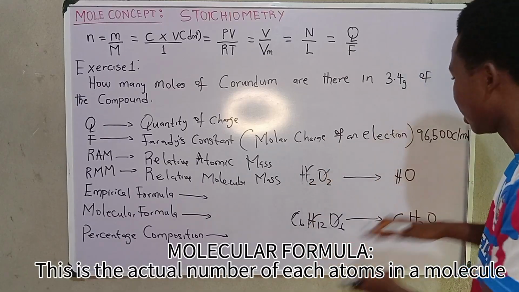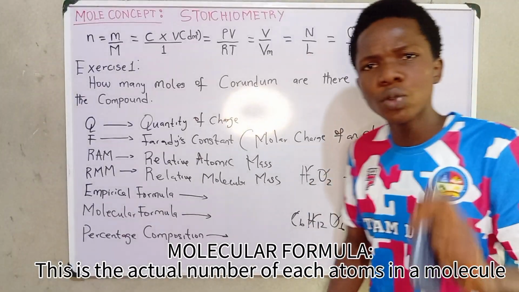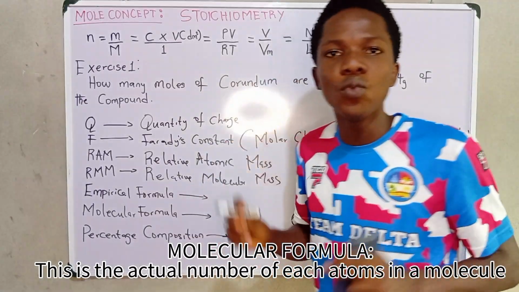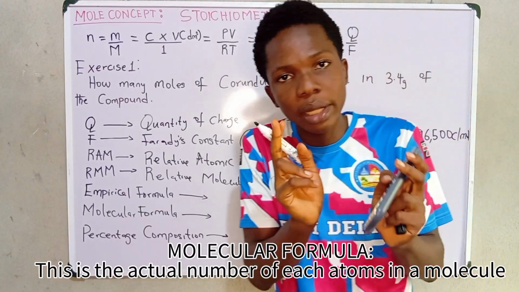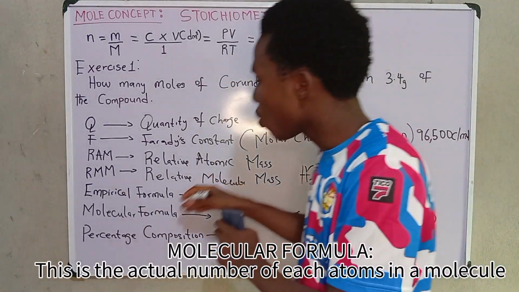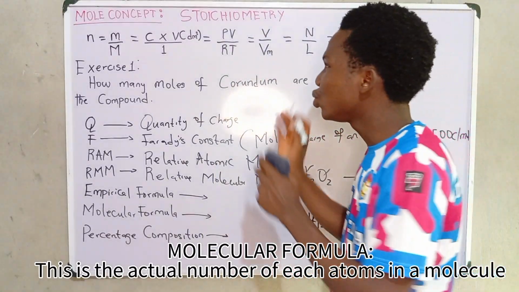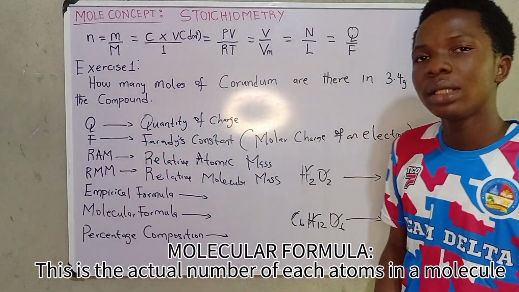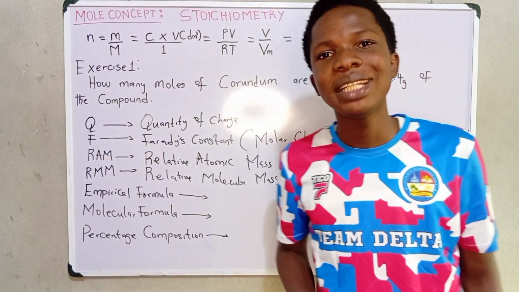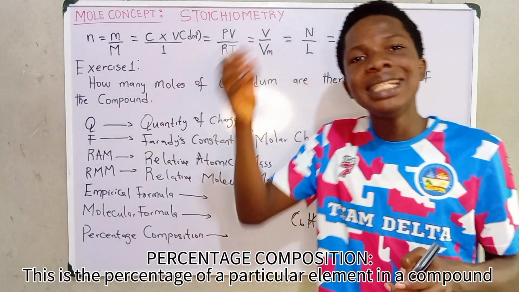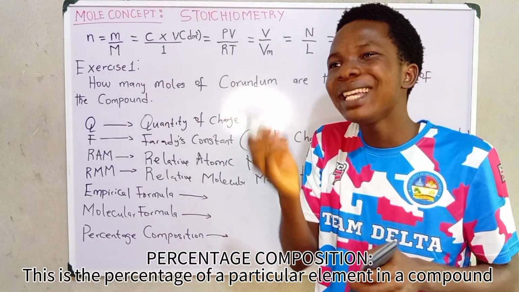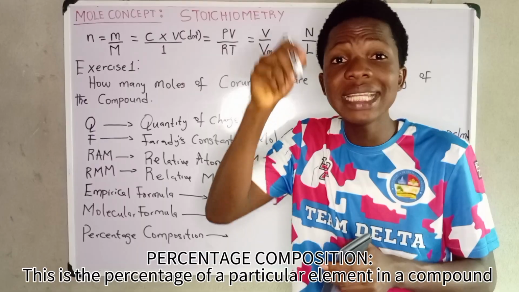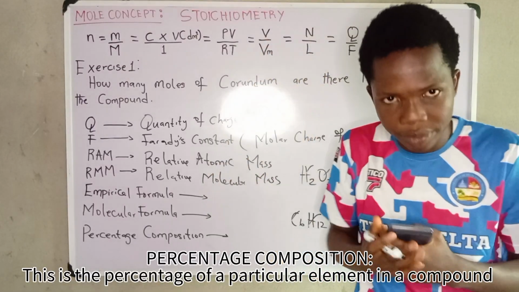This is the molecular formula. This is the empirical formula. Take note. Sometimes the empirical formula can be the same as the molecular formula. Okay? Now, for percentage composition, we cannot do stoichiometry and avoid percentage composition. Percentage composition is the percentage of a certain element in a compound.